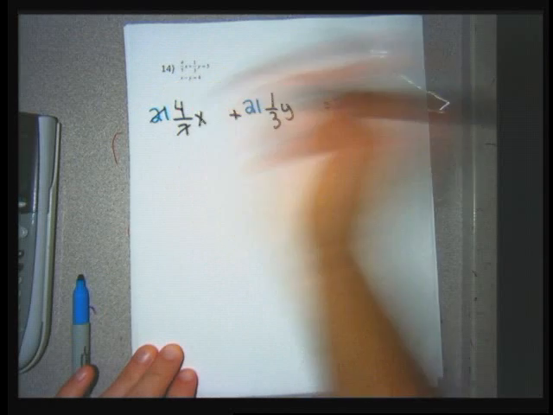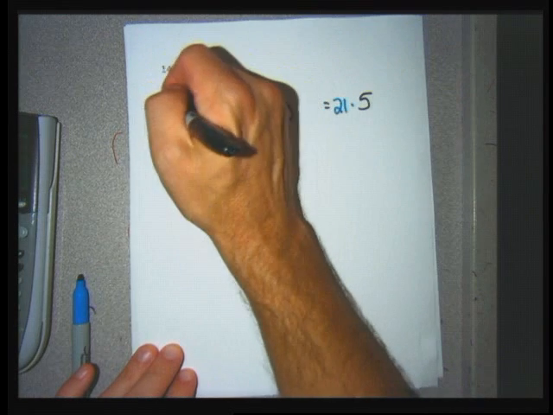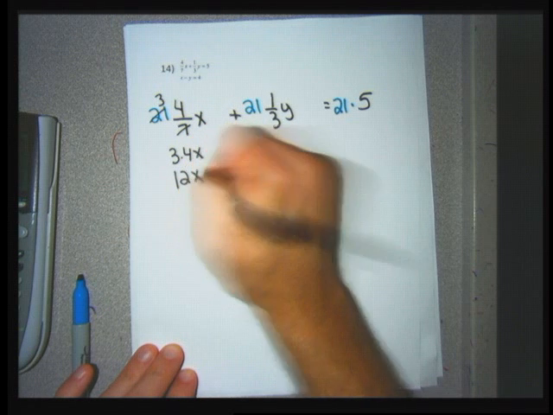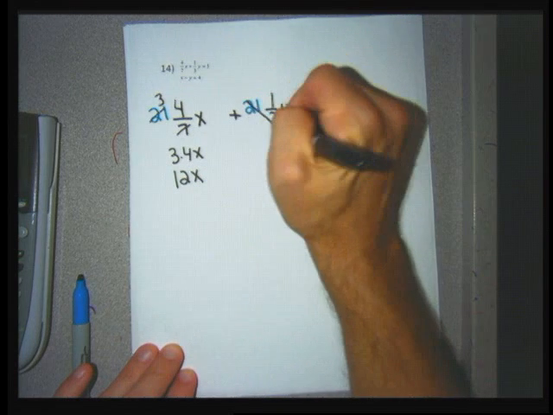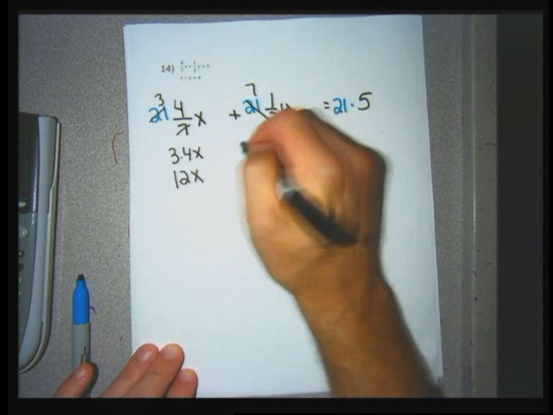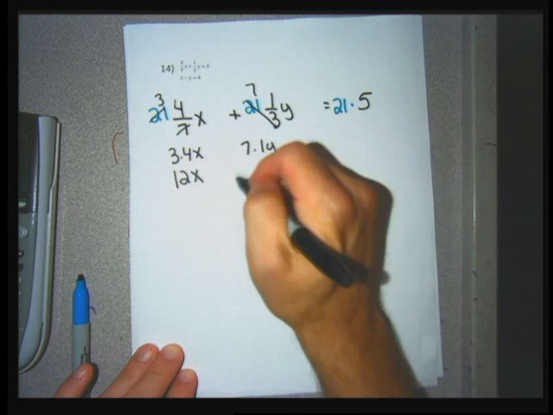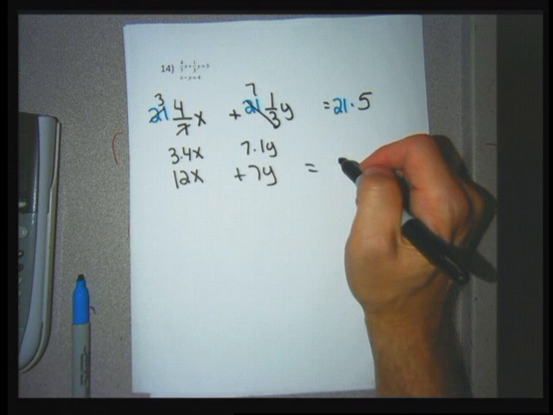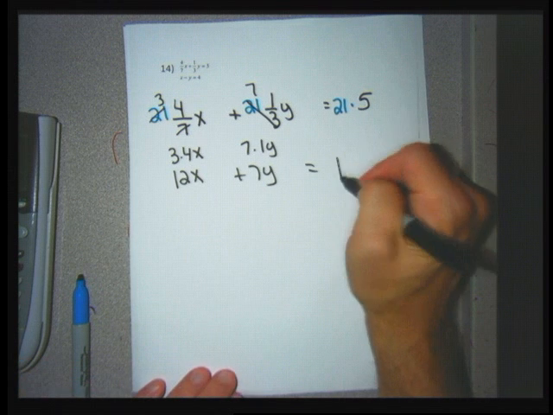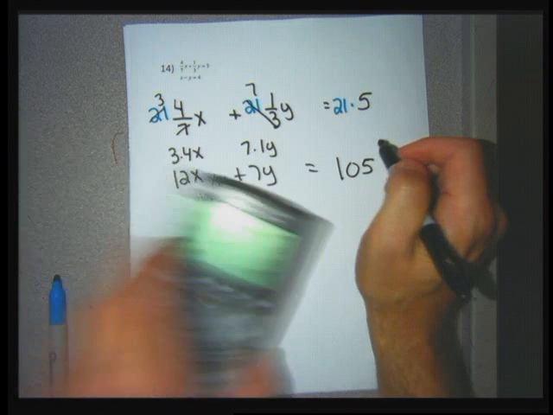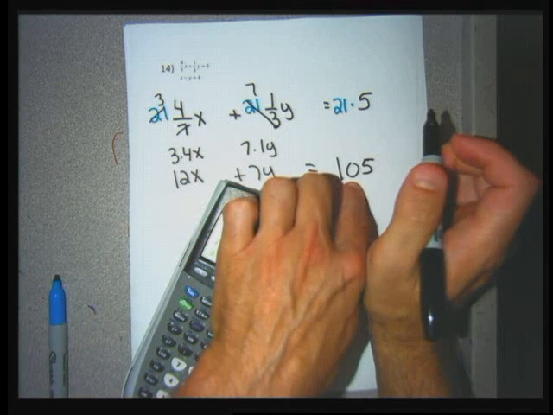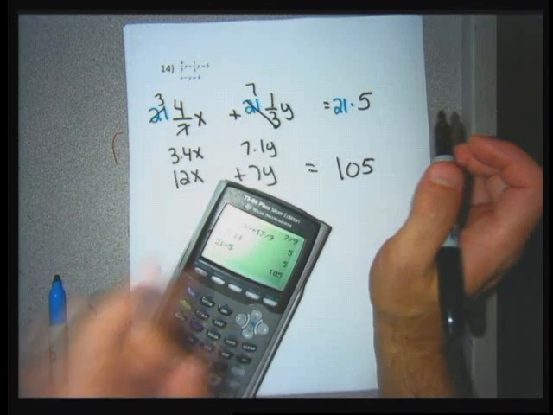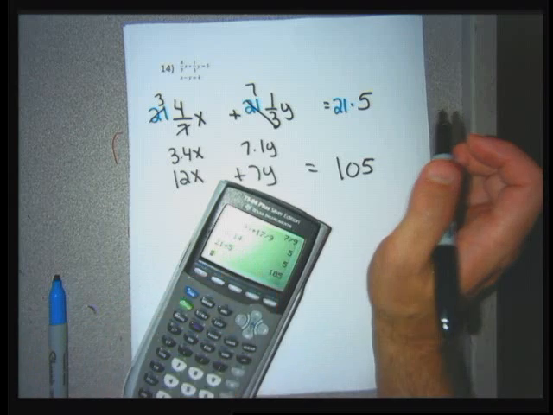Multiplying the first fraction by 21, the 21 cancels out the 7, turns into a 3. It leaves me with 3 times 4x, which is 12x. Second, 21 cancels out the 3 and turns into a 7. It leaves me with 7 times 1y, which is plus 7y. And then 21 times 5, I believe, is 110. It's actually 105. So if I didn't just use my calculator to do 21 times 5, I would have written something wrong. And the second you write something wrong, everything after it's wrong. So you need to have your calculator handy unless you're really comfortable doing arithmetic in your head.